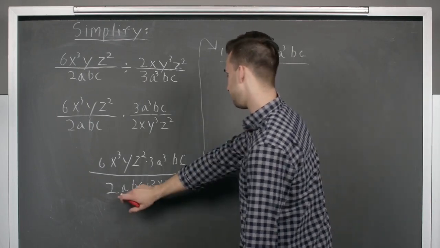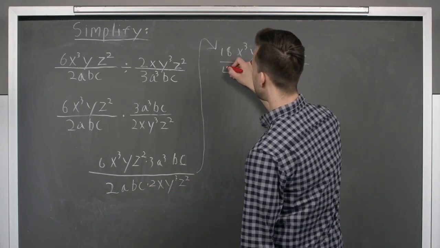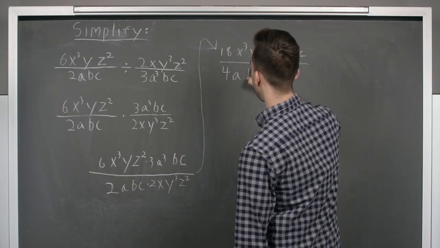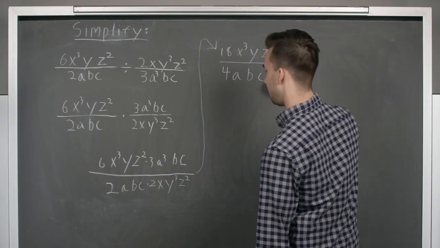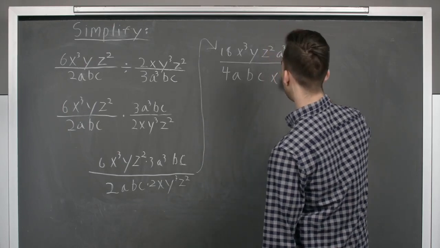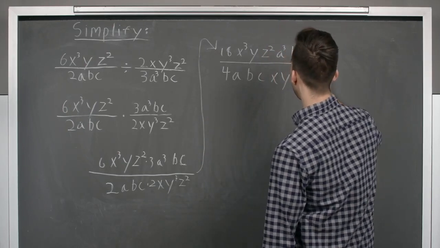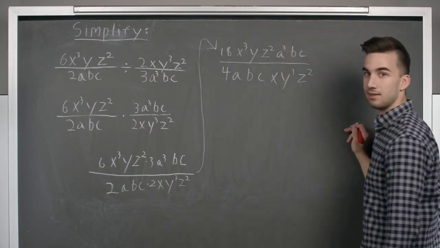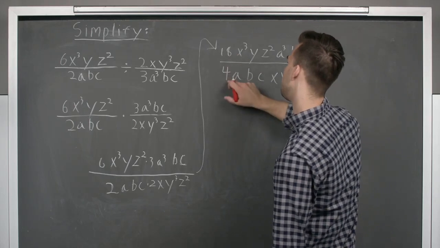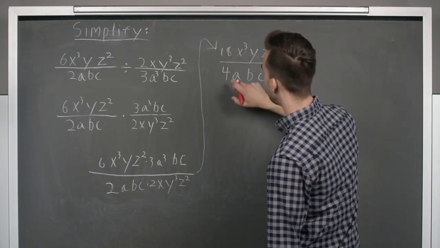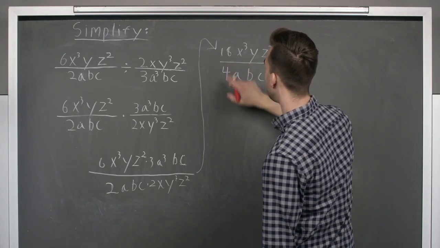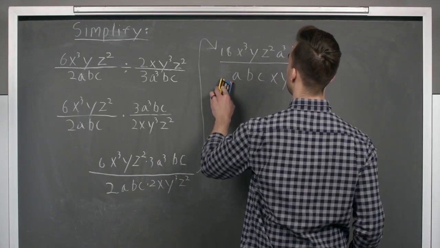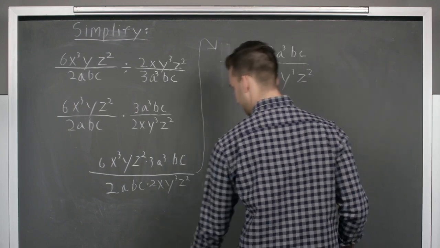Let's do our bottom. 2 times 2 is 4, and then a times b times c times x times y to the power of 3 times z squared. So what can we cancel now? Well, we can cancel our 18 divided by 4. If we want to write that out, I'll just erase it and factor it out so we can cancel.